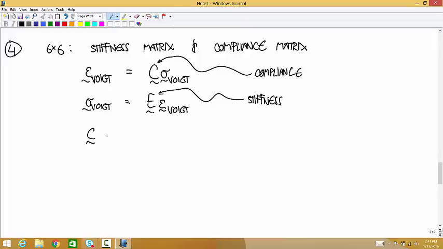And C, the relationship that they have to have based on this is that C is equal to the inverse of E, and E is equal to the inverse of C. Okay, we'll talk about what all that means.